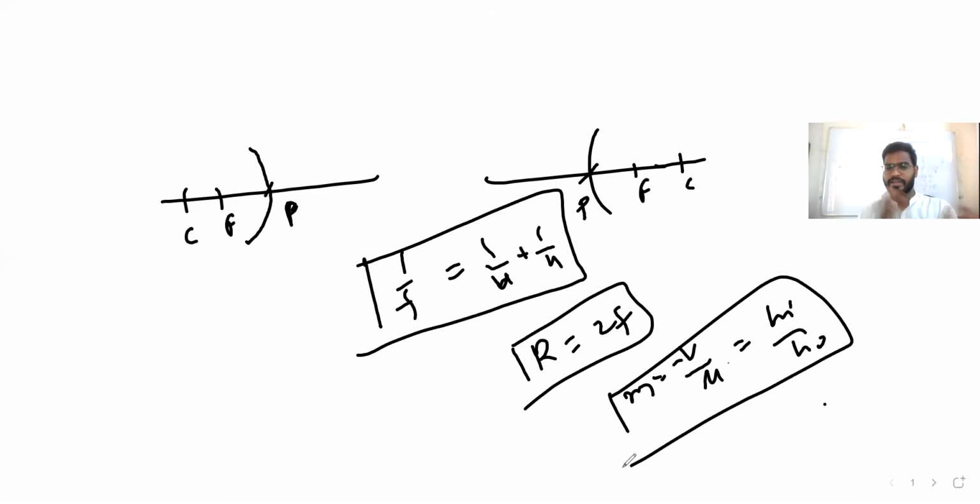Magnification greater than 1, less than 1, those properties we finished already. So you better revise once and then come to this chapter, or you can watch the three videos I made on light. Watch those videos and then come, that is going to be good for this chapter.